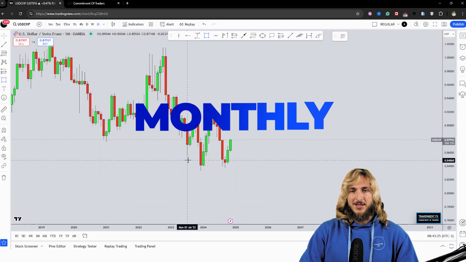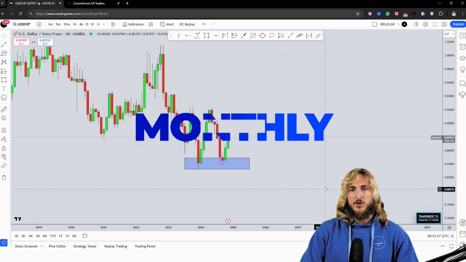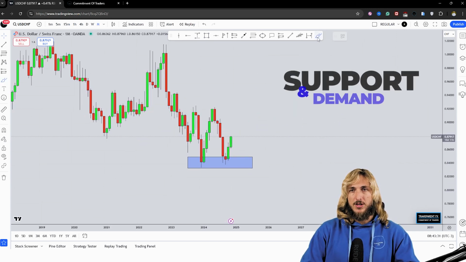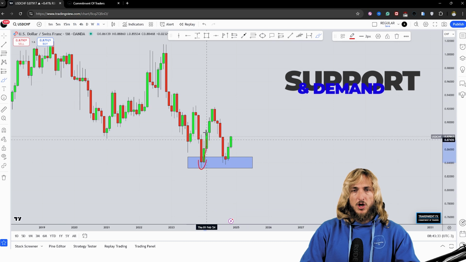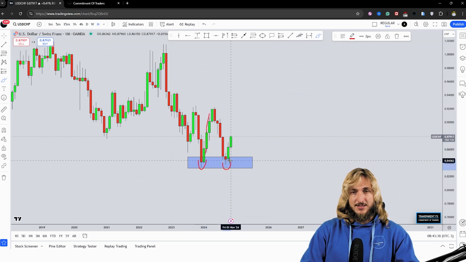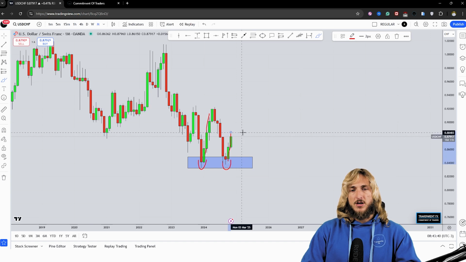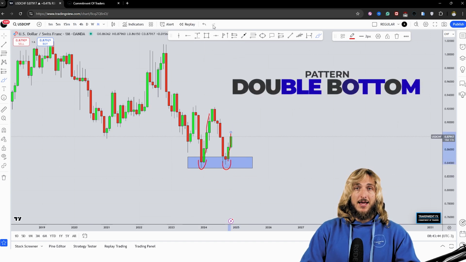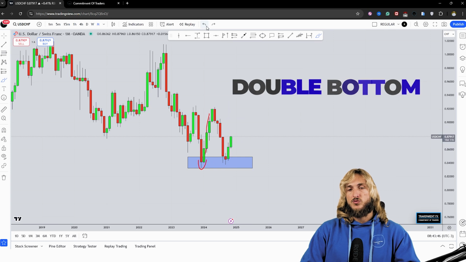Starting here from the monthly time frame, what we can see is that we have a market which is testing a quite strong historical monthly support and demand area. From here, all this previous rejection to the upside was created. At the moment, the market is testing the exact same zone and has already started rejecting it to the upside, with the possibility of creating this double bottom at this historical demand and support area.